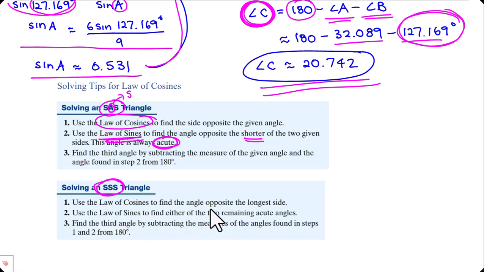If you have side, side, side, always look for the angle opposite the largest side, so that if it's obtuse, it'll take care of itself. And then with the law of sines, you can finish up being guaranteed that the angle is going to be acute, no ambiguous case.